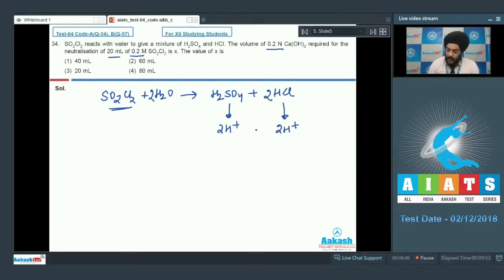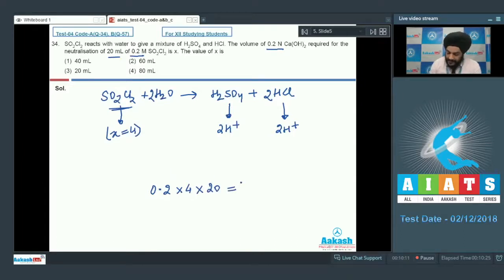So if we look at the total number of H plus ions which is furnished by 1 mole of SO2Cl2, we have 4 moles of H plus. So we can say that the N factor of this species is equal to 4. Now we can equate the milliequivalents of the acid and the base. So we have the concentration of SO2Cl2 given to us as 0.2 molar. Its N factor, as we had seen just now, is equal to 4. And the volume given to us is 20 ml.